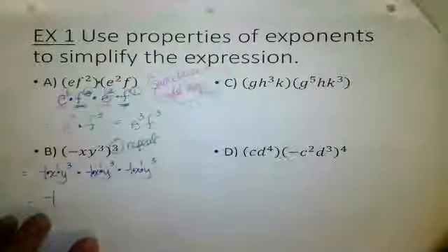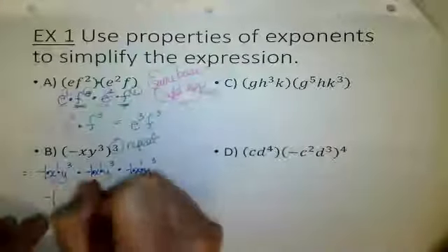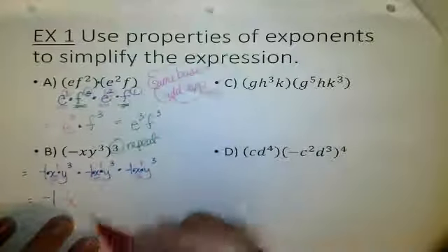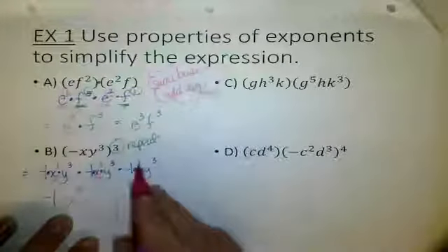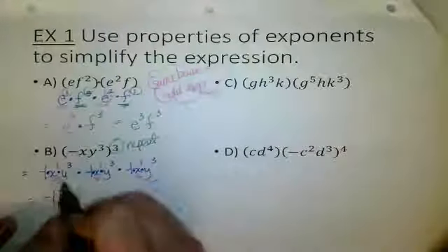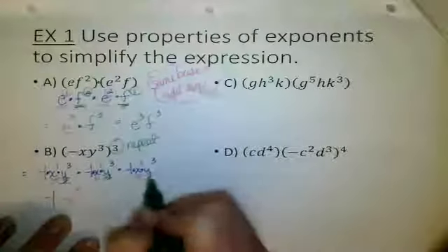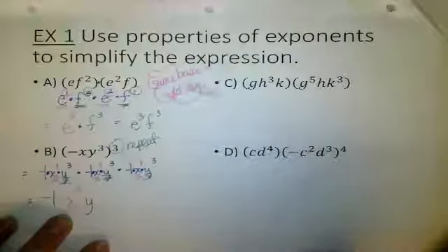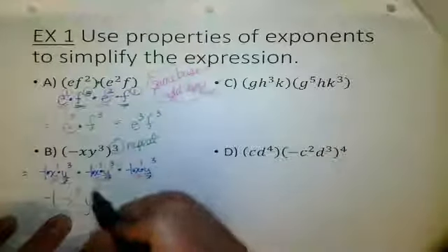And again, x has the same base. Same base, same base. So that's going to be x to the third power. 1 plus 1 plus 1 is 3. And then y has the same base, same base, same base. Keep the base. Add the exponents. What do we get? 9. 3 plus 3 plus 3 is 9.